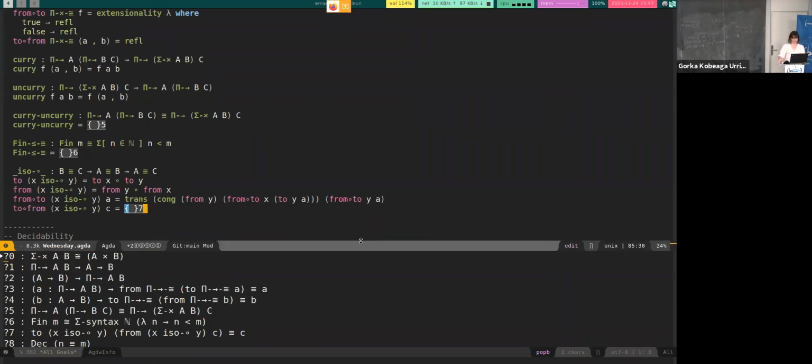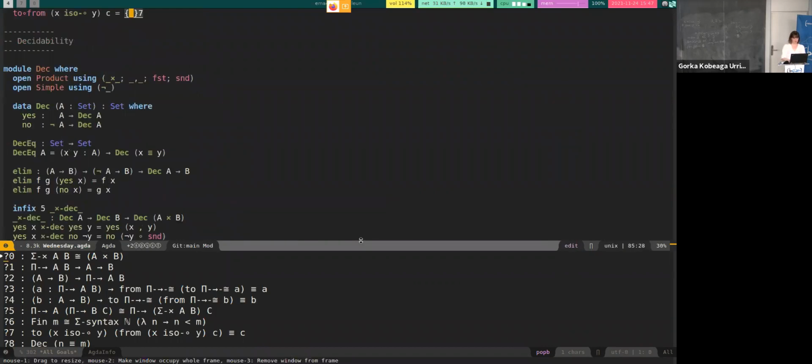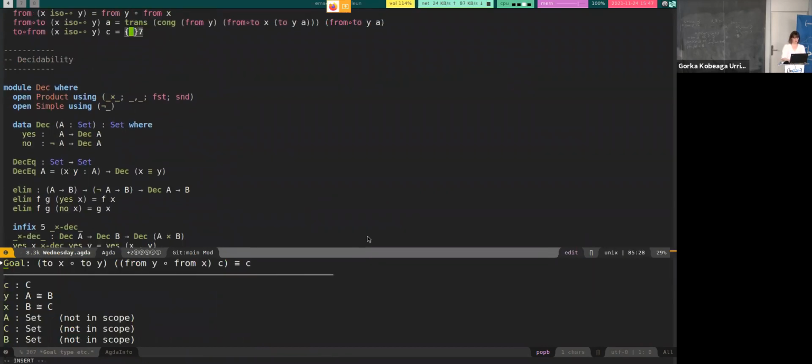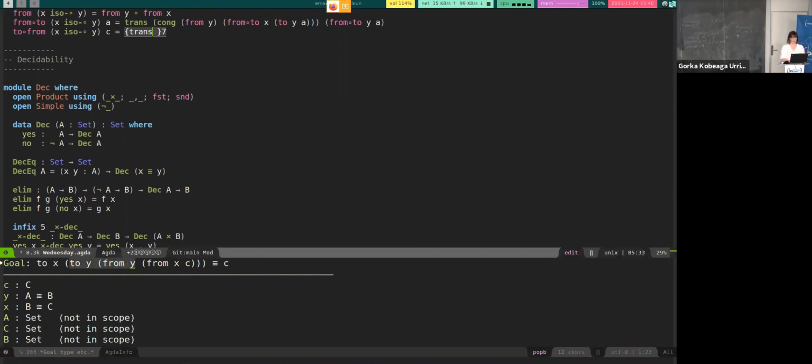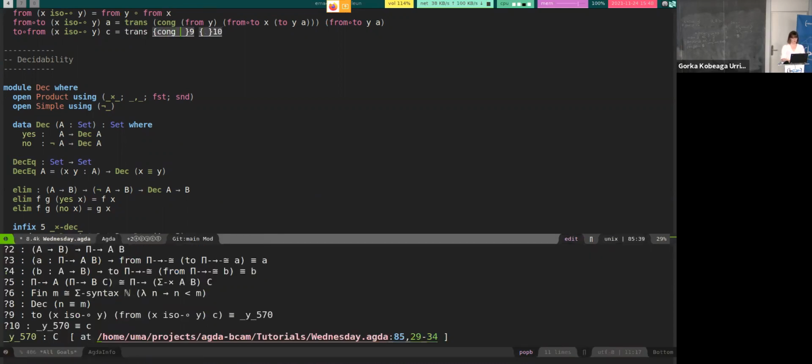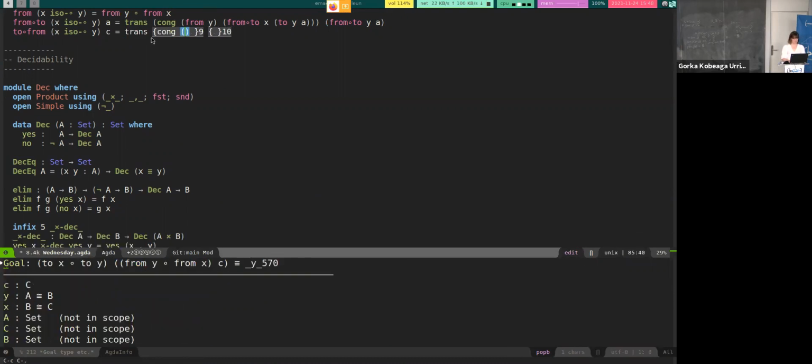And in the reverse direction is kind of the same, and I need to show this. So first, as you see, we cannot get rid of the to x from x in this case because they are not together. We can only get rid of this. So we are going to do that, and say transitivity, congruence, to x.